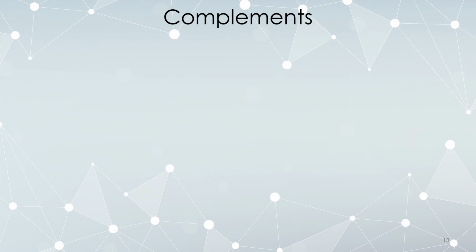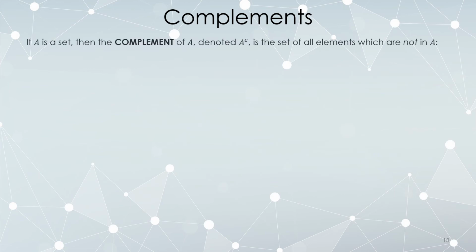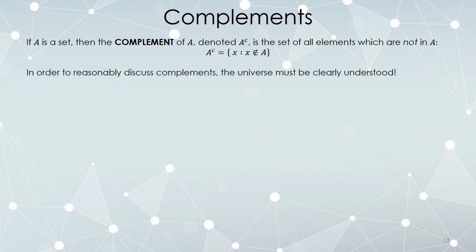So the next thing to discuss are called complements. If A is a set, then the complement of A, denoted A superscript C, is the set of all elements which are not in A. In other words, it's the set of all x's that are not in A. Now, in order to reasonably discuss complements of sets, we need to have the universe understood, because I need to know what is or isn't a legitimate thing to even try to put in the set A.